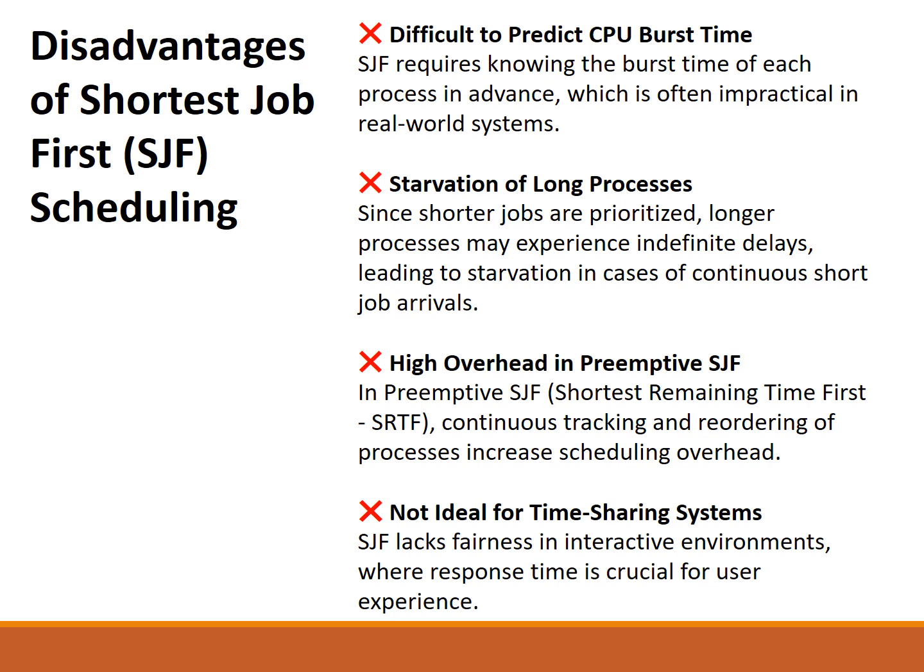Starvation of long processes. Since shorter jobs are prioritized, longer processes may experience indefinite delays, leading to starvation in cases of continuous short job arrivals. High overhead in preemptive SJF. In preemptive SJF, shortest remaining time first, SRTF, continuous tracking and reordering of processes increase scheduling overhead.